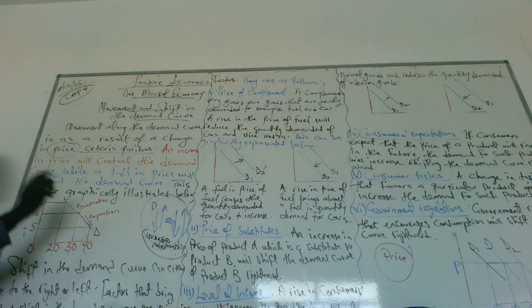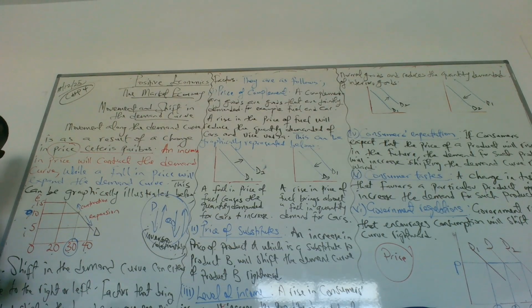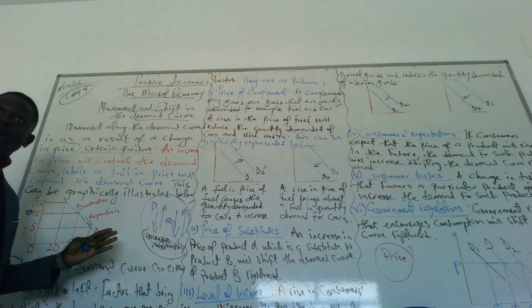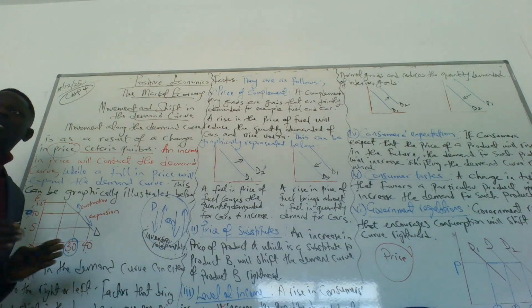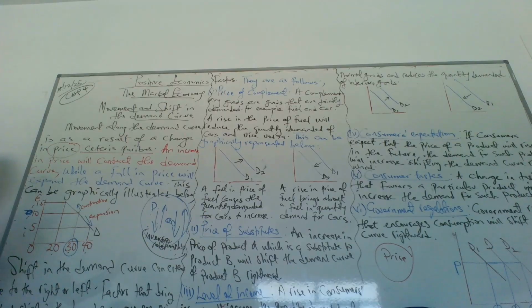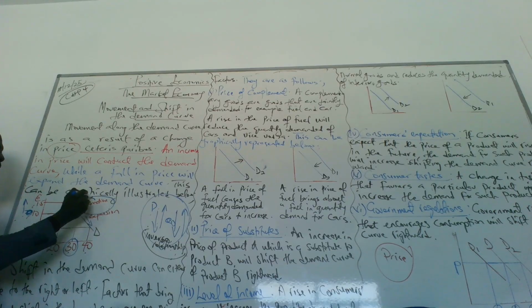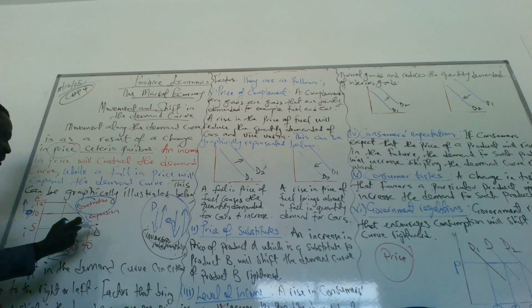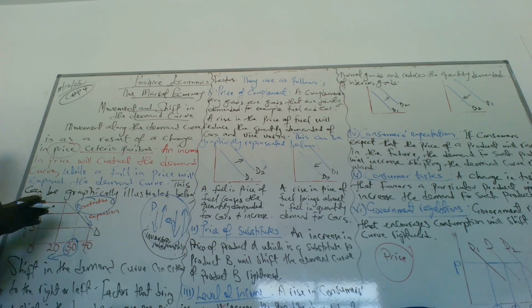So look at the price here. Let's assume the price is 10. This is the original price. At 10, the quantity demanded is what? 30. Now, we said a price change could be an increase in price or reduction in price. Now, let's assume the price increases from 10 to 15. From 10 to 15 brings about what? Contraction. Because the quantity reduces from 30 to 20. What do I call that? Contraction. Movement along the demand curve, but it reduces the quantity demanded because the price has increased.